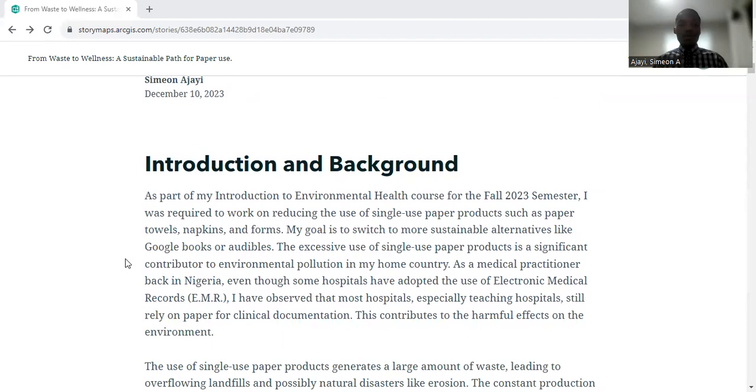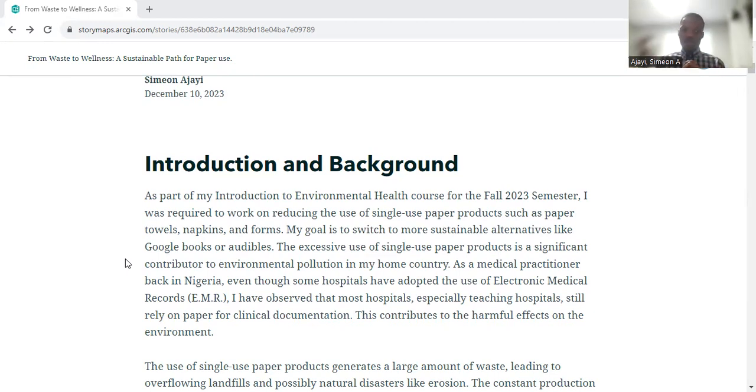As a form of introduction and background, as part of my course requirement for Introduction to Environmental Health, which is MPH 521A for fall semester 2023, I was required to work on reducing the use of single-use paper products, such as paper towels, napkins, and the likes. And my goal is to switch to more sustainable alternatives like Google Books or Audibles.